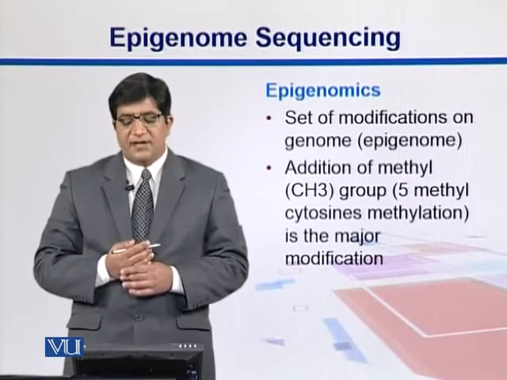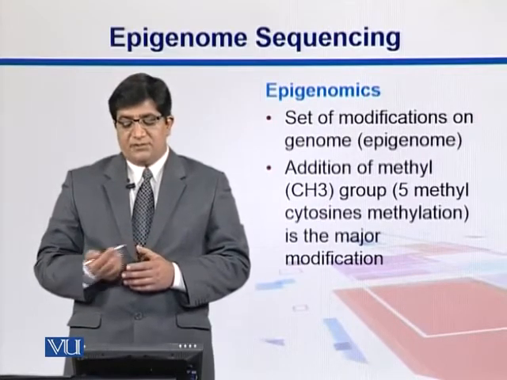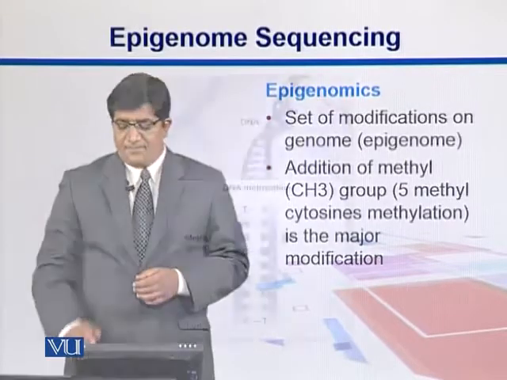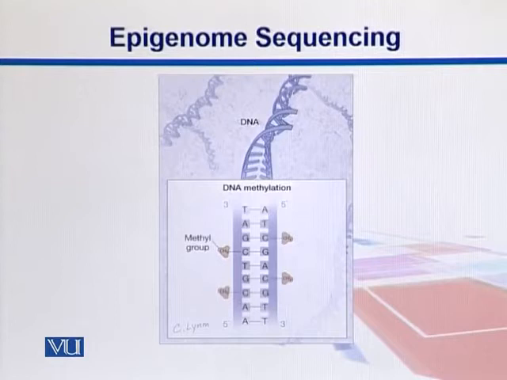So the addition of methyl groups on cytosine residues is an important modification. Here we see that in the DNA, these cytosines have methyl groups attached to them. Another thing to notice here is that these C's are followed by G's.